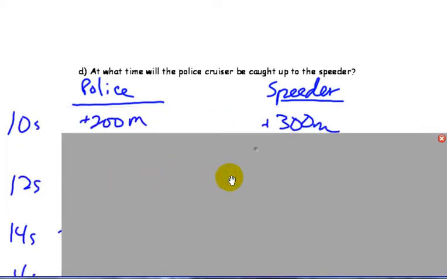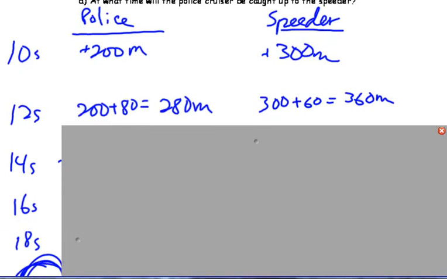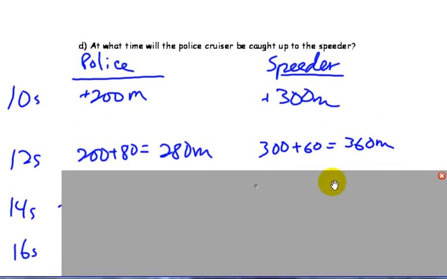So after 10 seconds, of course, they're each doing this. And as mentioned, 2 seconds later, we add 80 onto the police officer, add 60 onto the speeder. So eventually they get closer. Maybe pause the video here and see after how many intervals of 2 seconds they will be neck and neck.